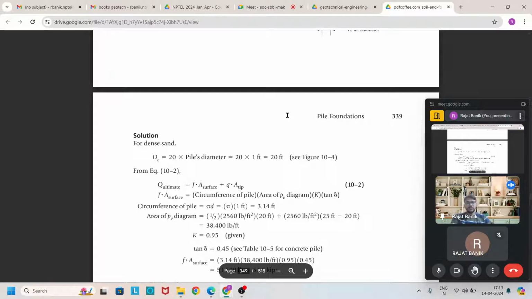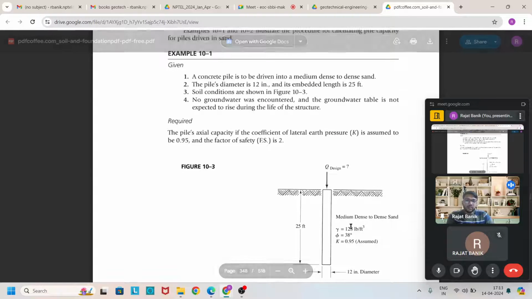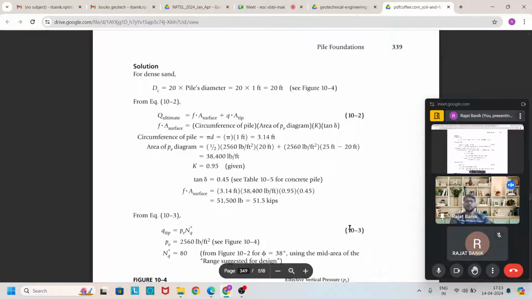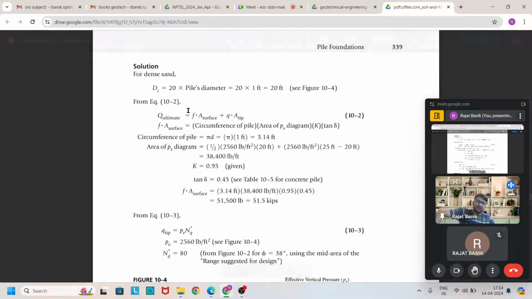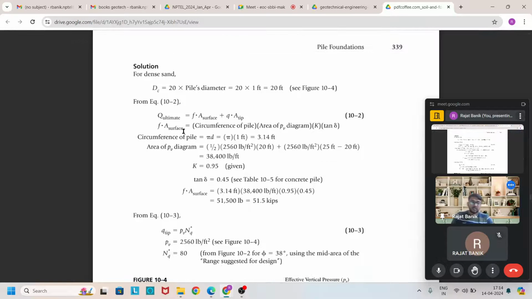So our calculation is divided in two parts. Our total length of the pile is 20 feet, so our calculation is divided into up to 20 feet and then the remaining 5 feet. To find the ultimate bearing capacity, it is divided into two forms: one is skin friction related, and the other is end bearing related. For skin friction, we use the critical depth concept.